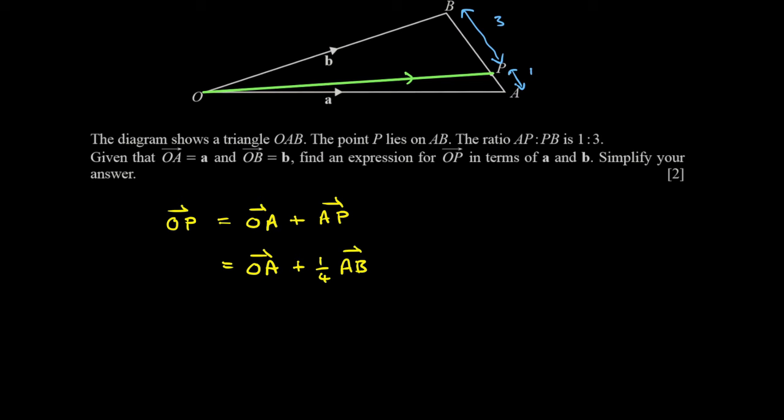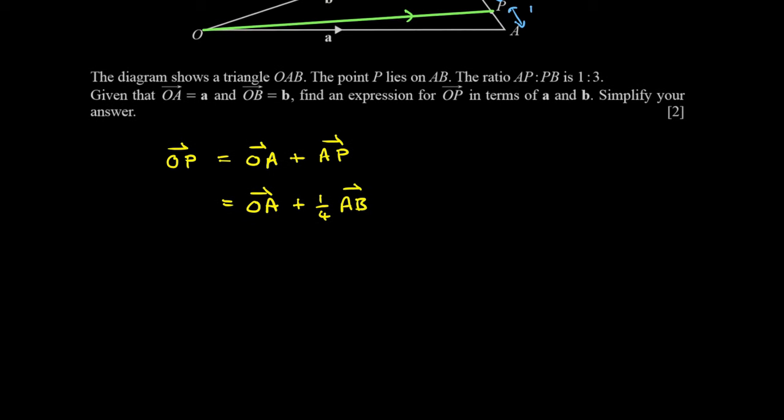And then what's the vector AB? Because that's the thing that we don't know. Well, AB is OB minus OA. So a quarter of OB minus OA. Now, hopefully that should be something that you already know, right? If I want to find the vector AB, it's OB minus OA. If I want to find whatever BC, it's OC minus OB and so on.